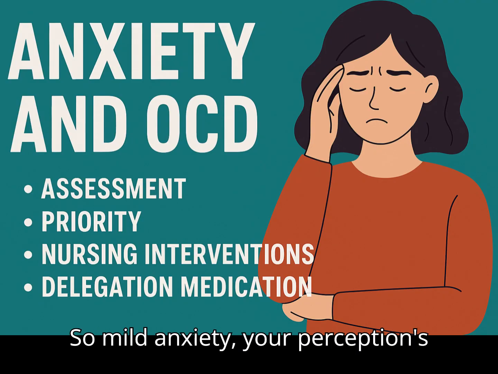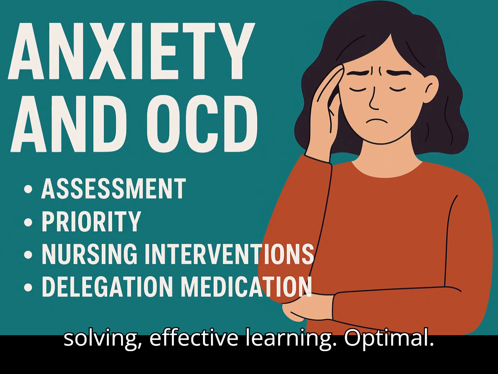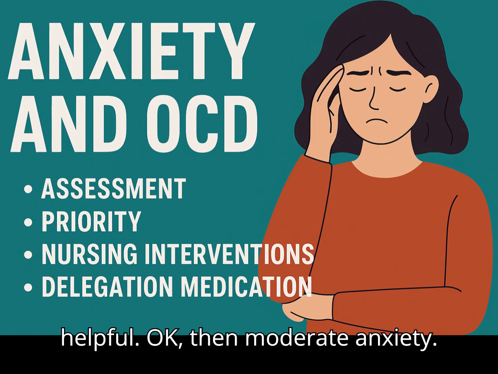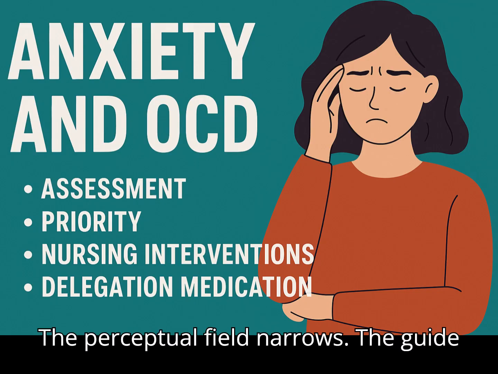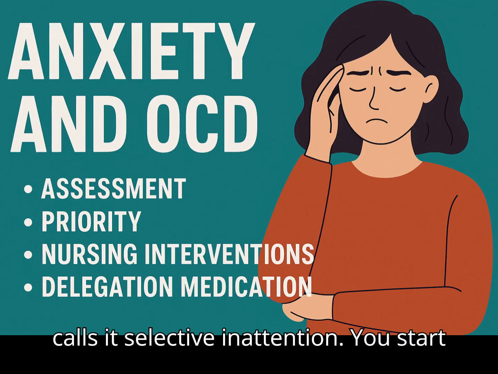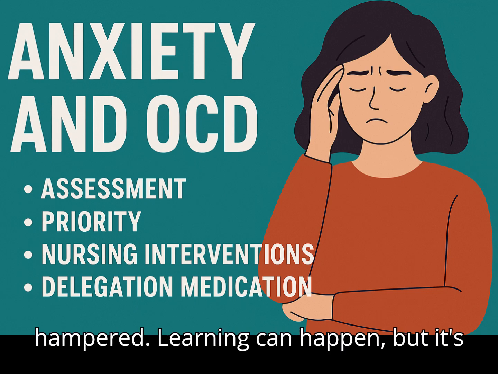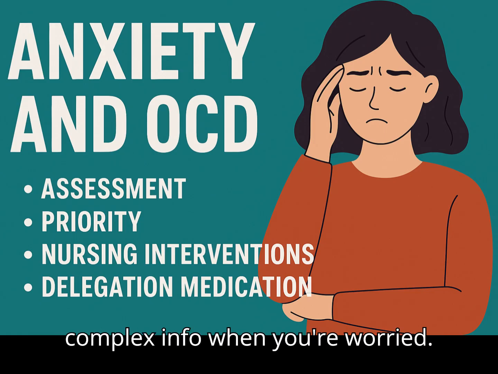So, mild anxiety. Your perception's sharp. Reality is in focus. Problem solving, effective. Learning, optimal. That's like pre-exam jitters, maybe helpful. Okay. Then moderate anxiety. The perceptual field narrows. The guide calls it selective inattention. You start missing things. Thinking gets a bit hampered. Learning can happen, but it's not great. Right, like trying to absorb complex info when you're worried.